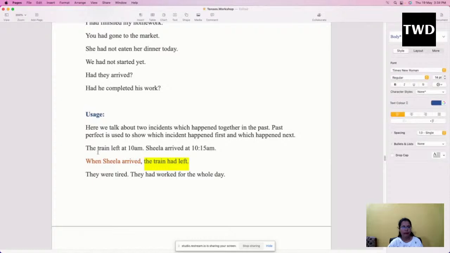For example, the train left at 10 a.m. Sheila arrived at 10:15 a.m. This is a normal sentence.